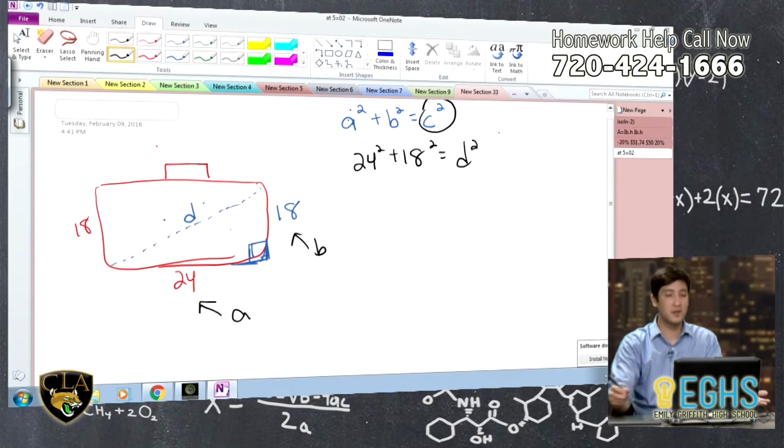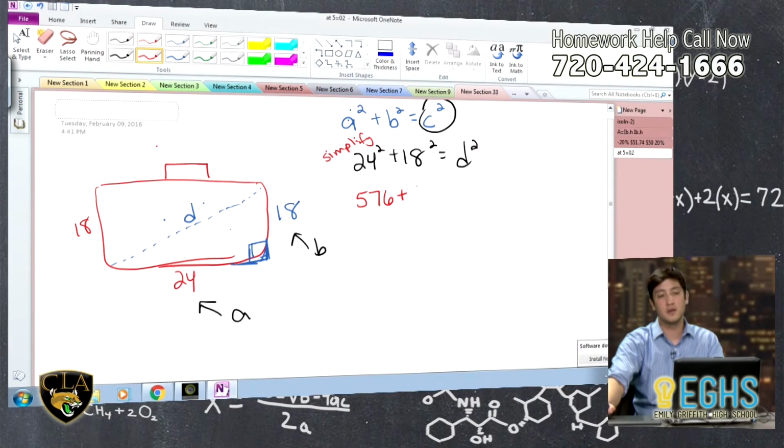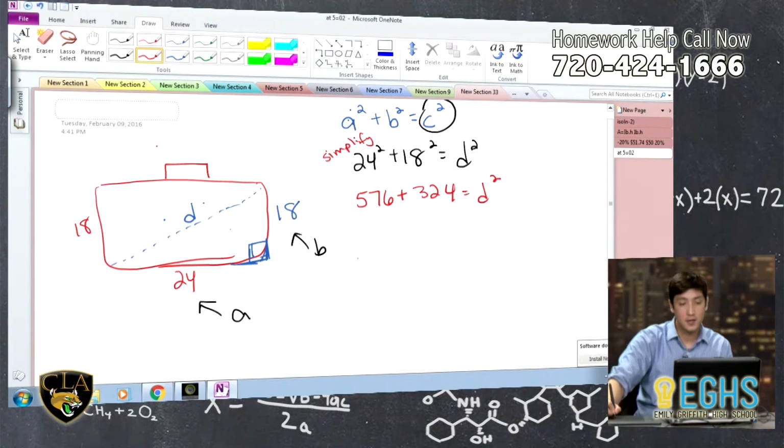So in order to solve this, like you would solve every other equation, the easiest first step is to just go ahead and simplify everything on each side. So 24 squared is 576. 18 squared is, what, 324. And that equals d squared. And again, we continue to simplify this. So 576 plus 324 is 900.